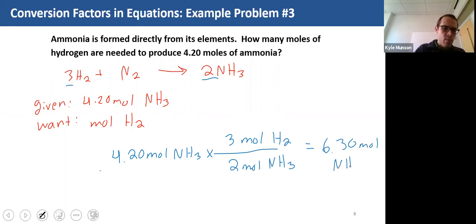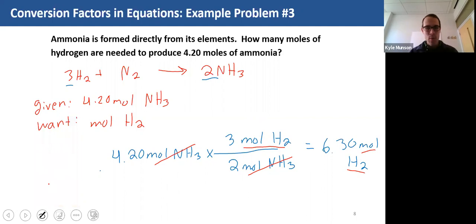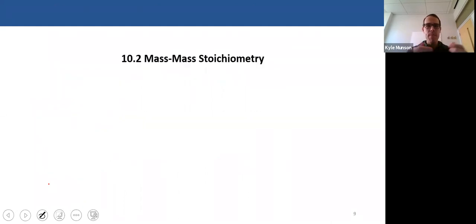Oh my goodness, nope, wrong. Moles of hydrogen, sorry. Right, because the units of moles of NH3, or moles of ammonia, canceled out, and I'm left with moles of hydrogen. So again, check your units. Don't be like me. All right, so I think that's it for this section. And in the next video, we're going to be building on this and talking about how we can convert from grams of one substance to grams of another substance. So I'll see you there.